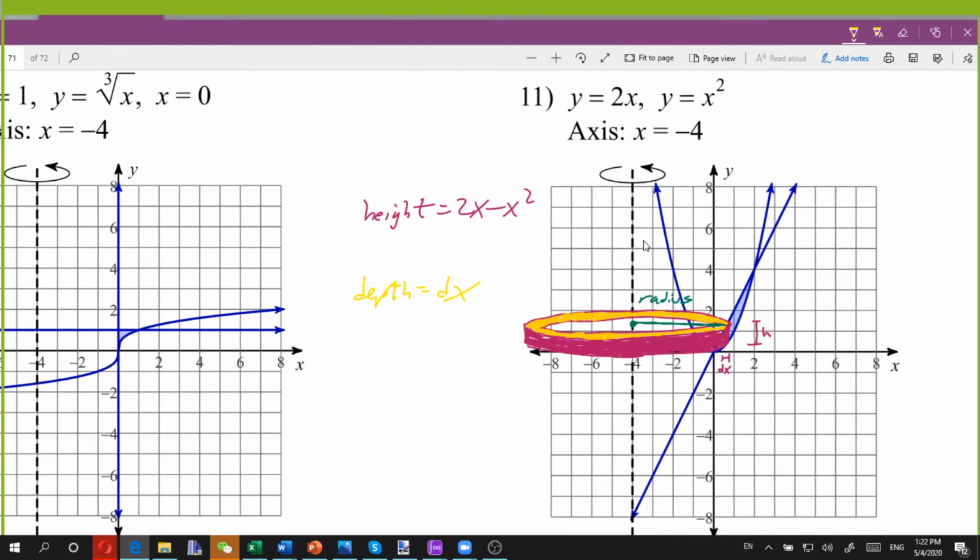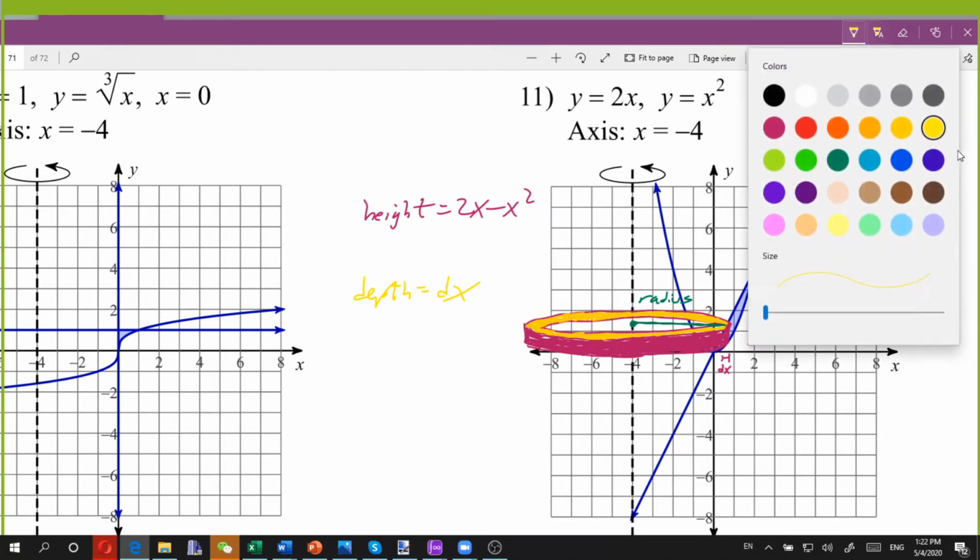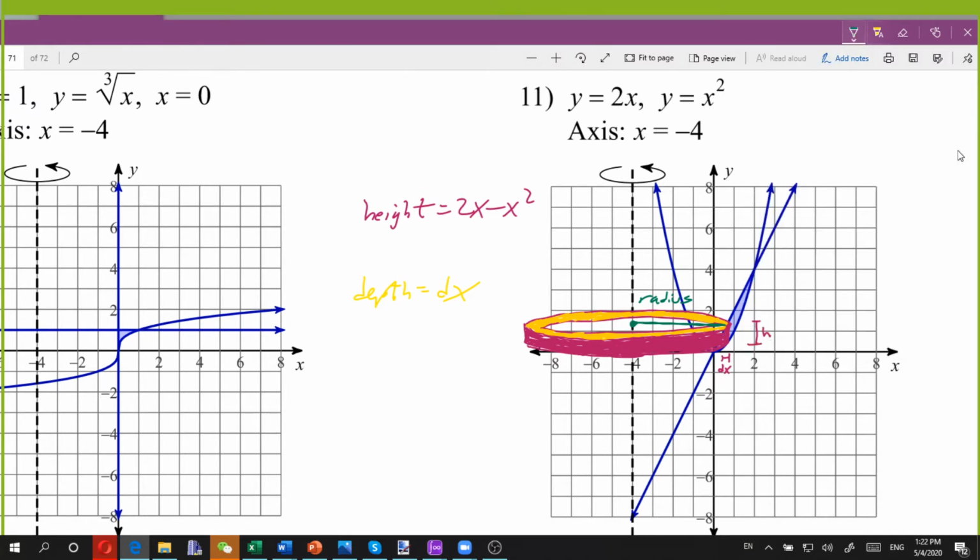And the last thing I need is a radius. What would the radius be? It should be x plus 4. Perfect. Our radius is our rightmost x value minus our leftmost x value, which for us is our x value right now, minus the axis of rotation, which is -4. So that's x minus -4, or x plus 4.